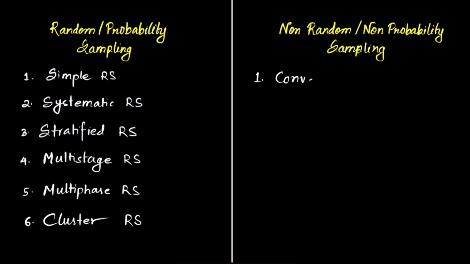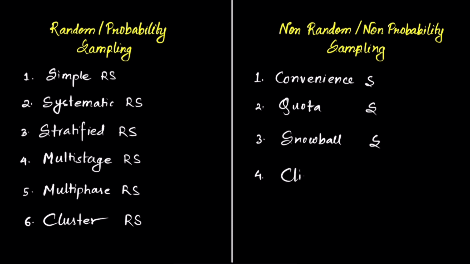Under non-random or non-probability sampling, you have to know number 1, convenience sampling. Number 2, quota sampling. Number 3, snowball sampling. Number 4, clinical trial sampling. And number 5, purposive sampling or judgmental sampling. I got the spelling wrong.